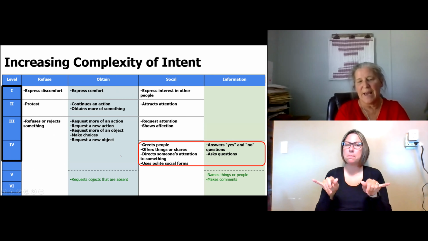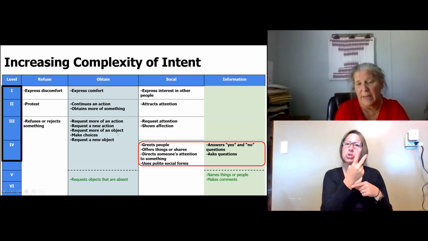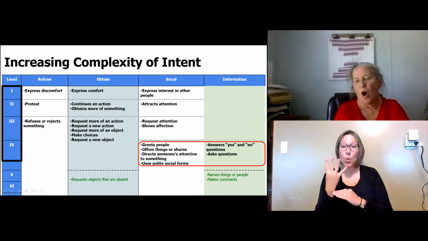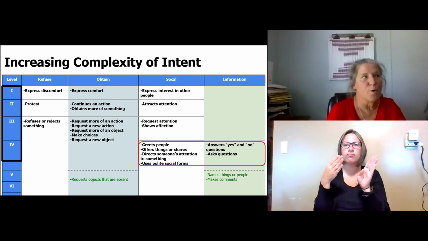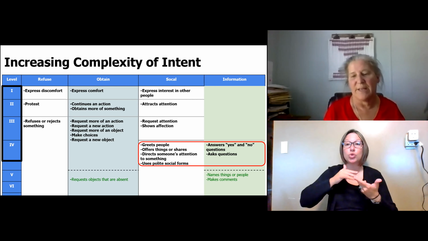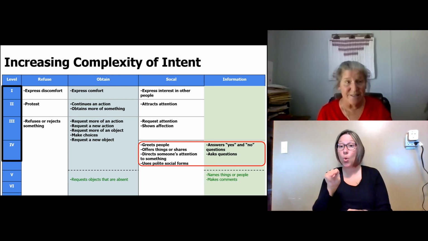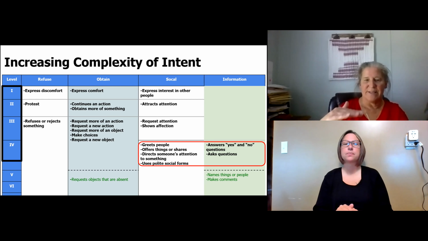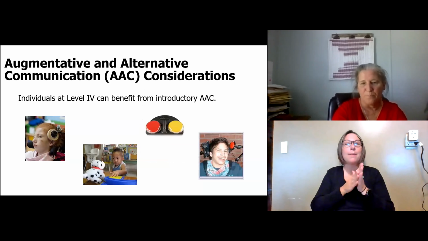Okay. So like with level 3, they'll still be using these same intents. But now, as you see, we want them using the same ones as 1, 2, and 3, like they have been. But now we're getting them into 4, where they start to greet people and offer things or direct someone's attention to something, using more formal, more socially polite forms of things, and maybe begin to answer some yes/no questions, and maybe even ask questions in their own way. So as you see, these intents are still there. They're just getting more complex as we're going up.